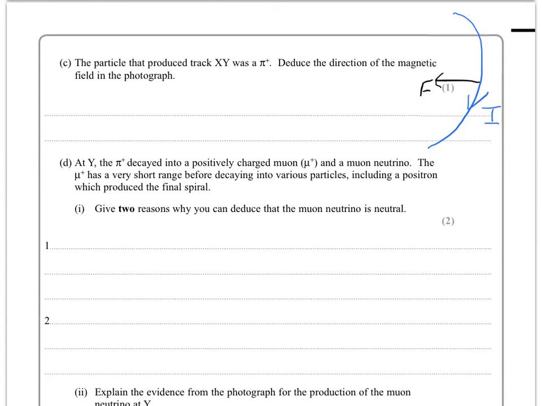So you establish what's going on with the current and the force, and then you use your left hand rule to deduce the magnetic field, and it's coming out of the page. Okay.